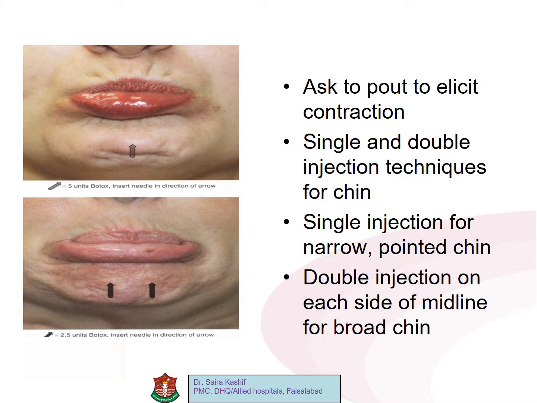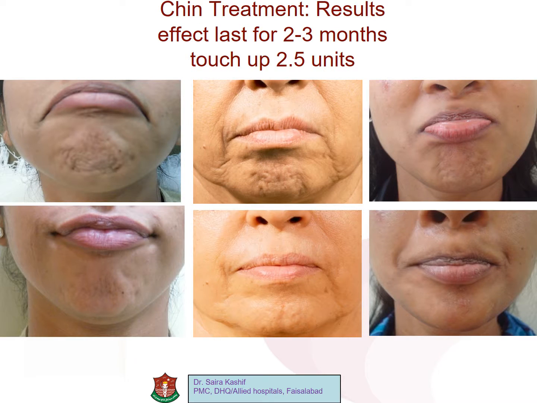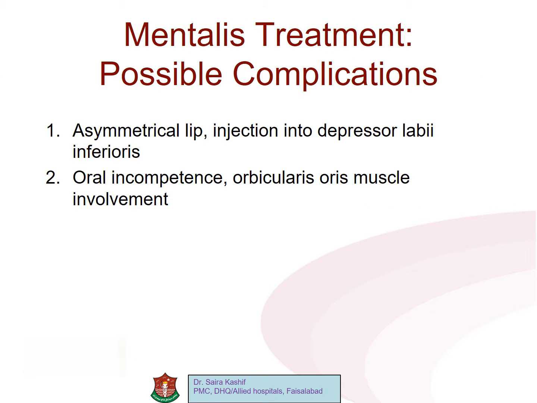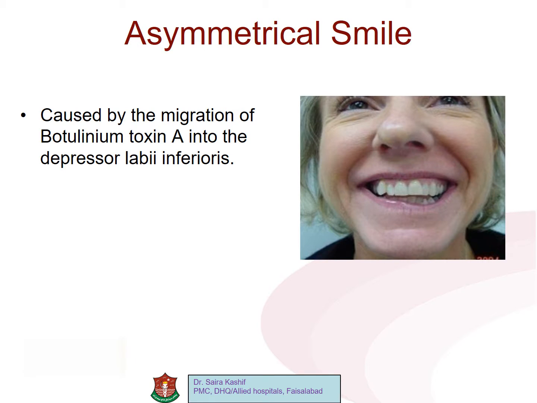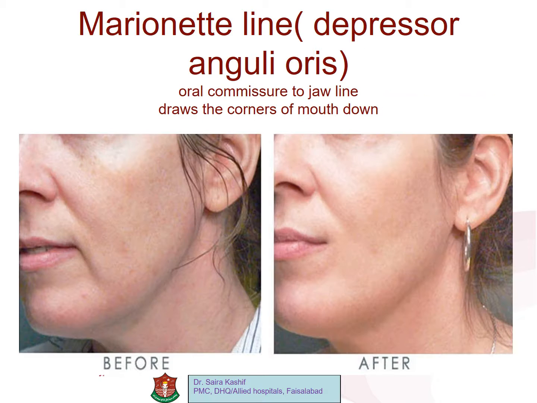There are 2 techniques, single and double injection techniques, for the chin. If the patient has a narrow pointed chin, then 1 injection here may be sufficient. If the chin is broad, then 2 injection points, 1 here and 1 here, may be required. These are the pictures of the patient before treatment and after treatment. Complications which may arise from the treatment of this area: asymmetrical lip if you inject into depressor labii inferioris, oral incompetence if the orbicularis oris muscle is injected. This is the asymmetrical smile of injection line.